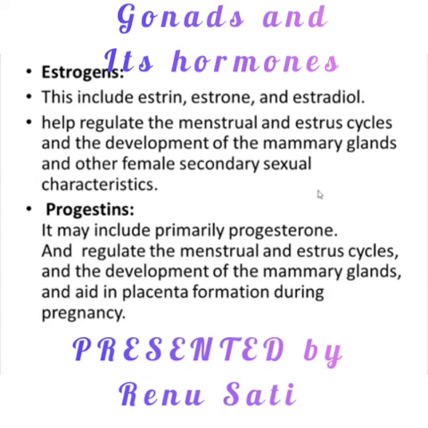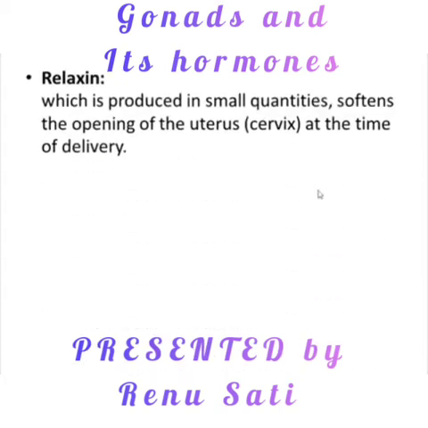Progestin, which includes primarily progesterone, regulates the menstrual and oestrous cycle and the development of the mammary glands and aids in placenta formation during pregnancy. Both the hormones, estrogen and progesterone, when released in certain amounts during the different cycle phases, are responsible for the menstrual cycle and ovulation during puberty or the reproductive phase.